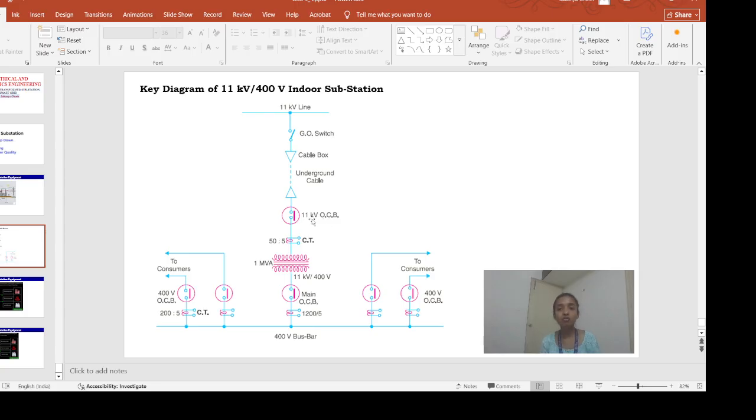So whenever there is a fault in the transformer or transmission line, first this circuit breaker will be opened. Okay, then once the circuit breaker opens, that means we are now sure the current in the circuit is zero. After that, this gang operating switch is isolated. Then this isolator will disconnect the faulty part from the main supply.